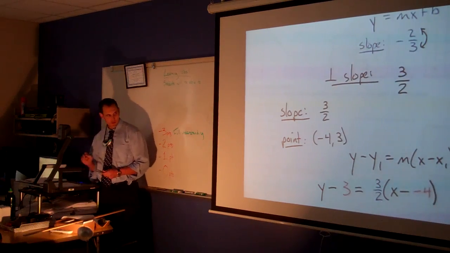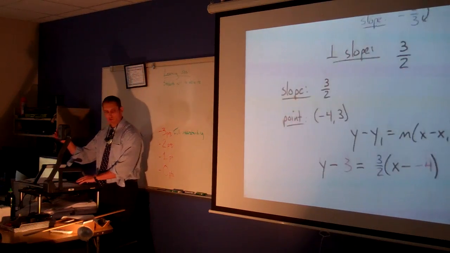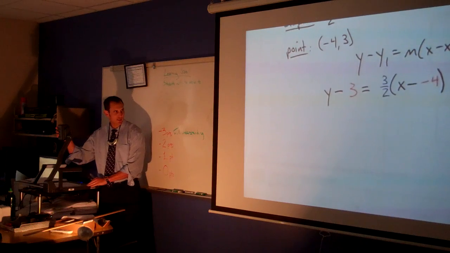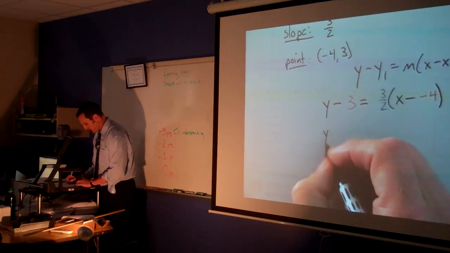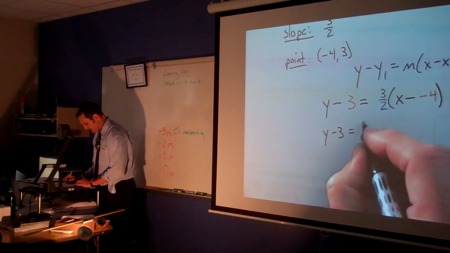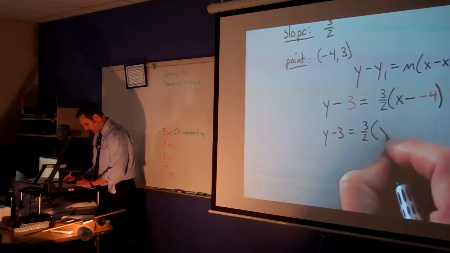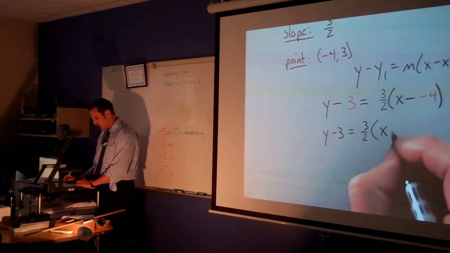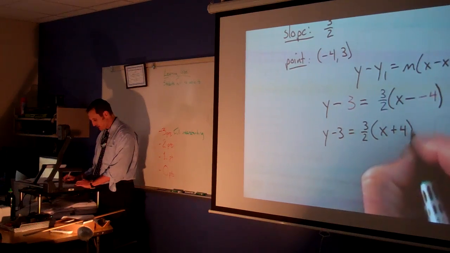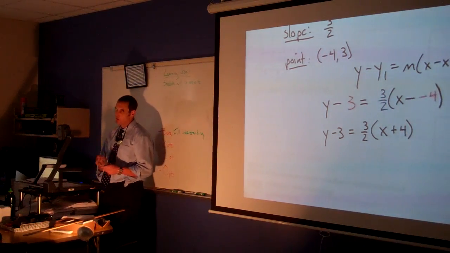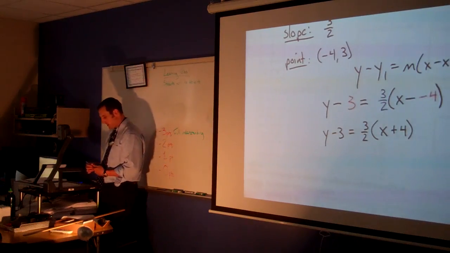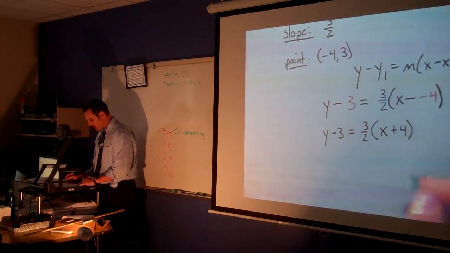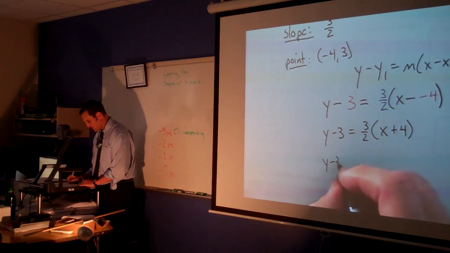So now that we have this written down, we're ready to clean it up. So let's clean up this mess before we start using distributive property. We have y minus 3 equals 3 halves times x plus 4. And if this is confusing, go back to watch point-slope form of writing equations. So now we're ready to use the distributive property.